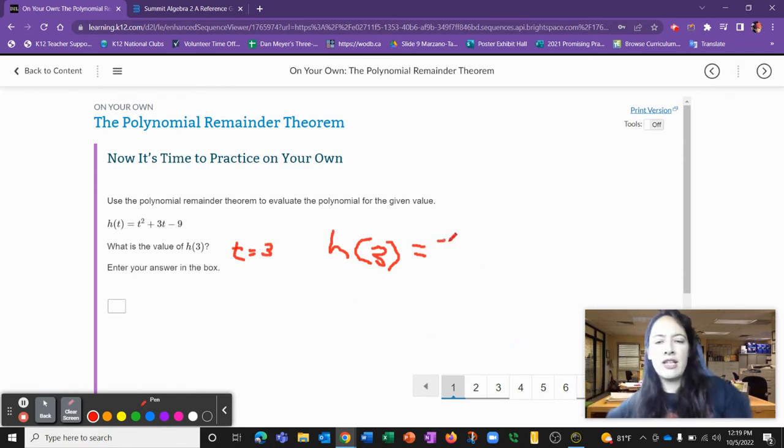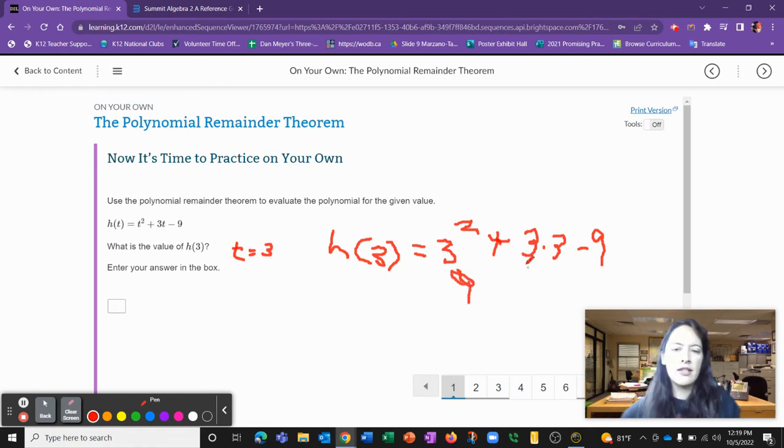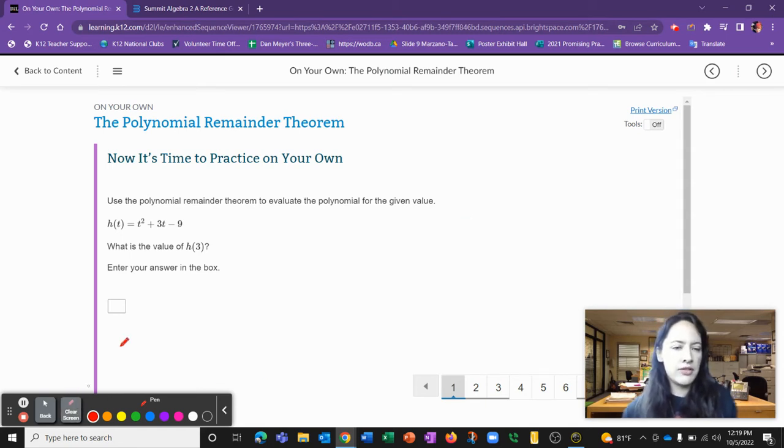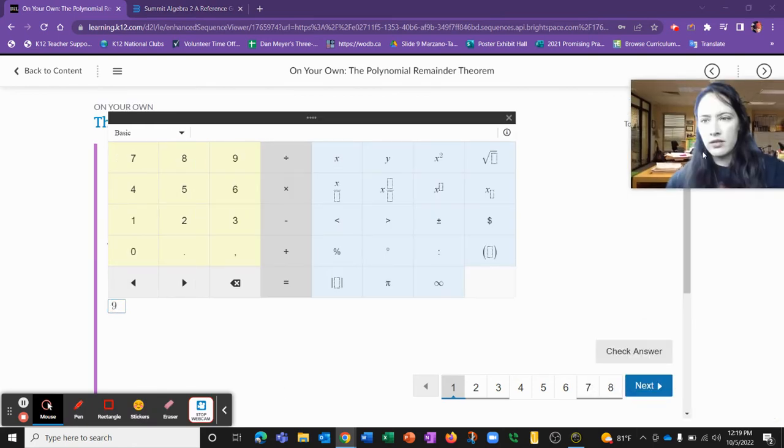So now I just substitute this in. This is not using the polynomial remainder theorem. This is just another way to find that value: 3 squared plus 3 times 3 minus 9. So that's 9. It should just be 9. Notice, because 3 squared is 9, 3 times 3 is 9, minus 9, so we're just left with 9. But again, you could use a calculator if you needed to. Okay, so I'm going to clear the screen. I can type in 9, and we'll get it correct. Let me move you up here.